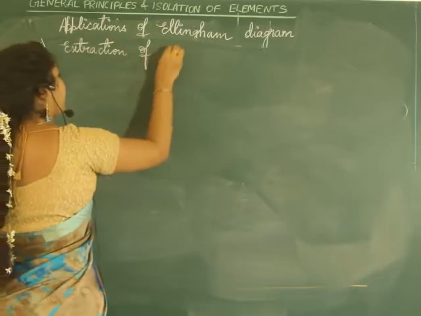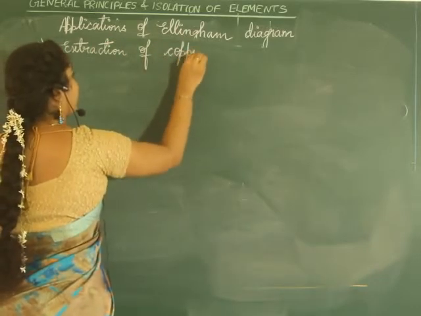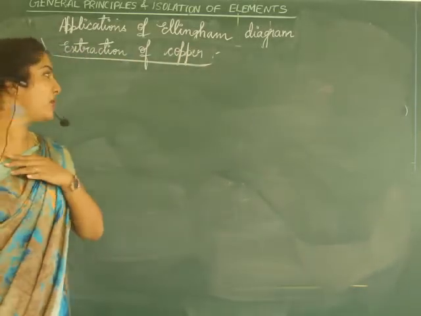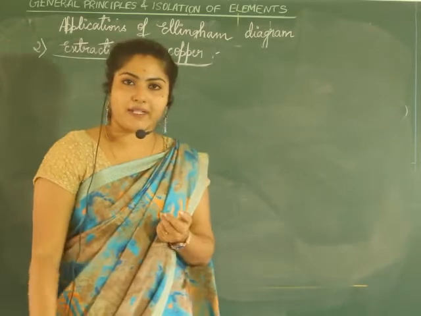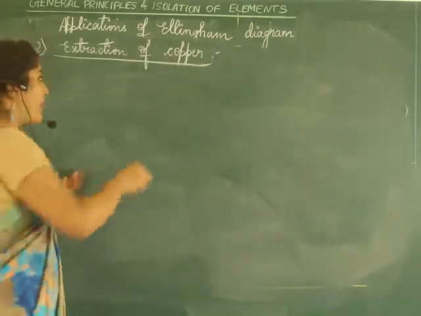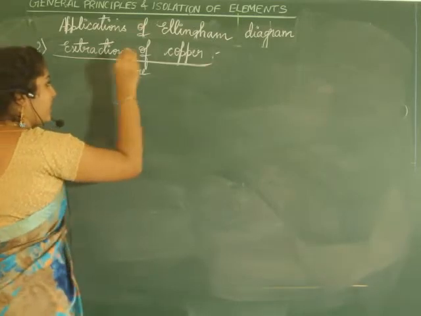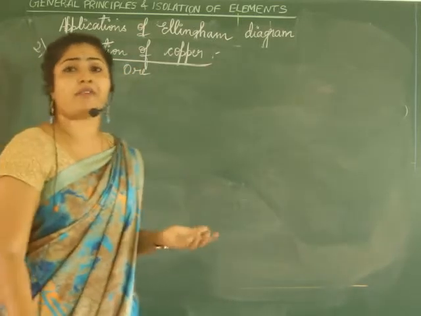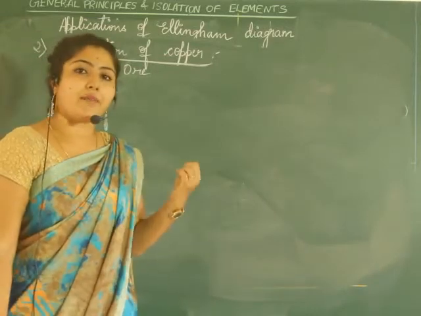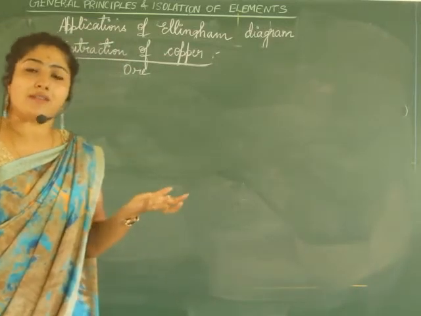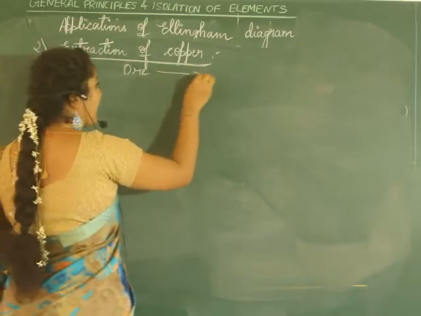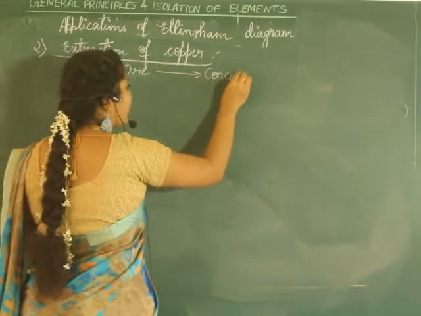Extraction of copper. So now what will be done? The copper ore has to be taken initially. What usually will be done? You will just explain. Ore of copper is taken. There are different ores of copper which you have studied, isn't it? It can be oxide ore, it can be carbonate ore, or it can be sulfide ore also. The ore is taken and it is subjected to concentration. That means it is concentrated.